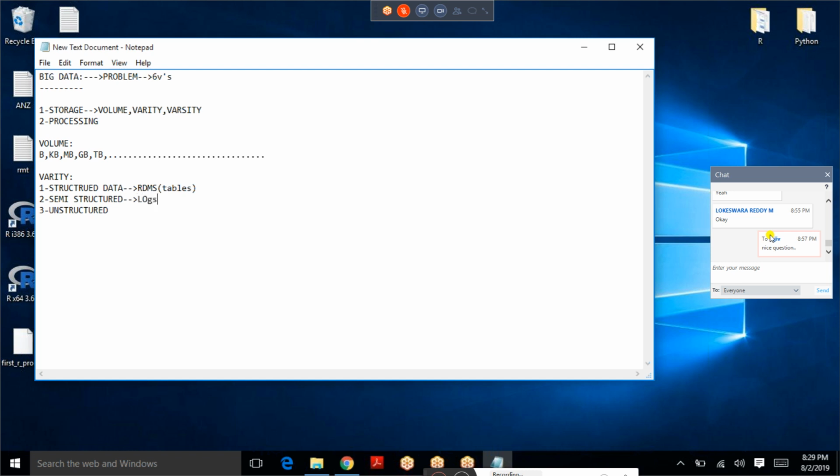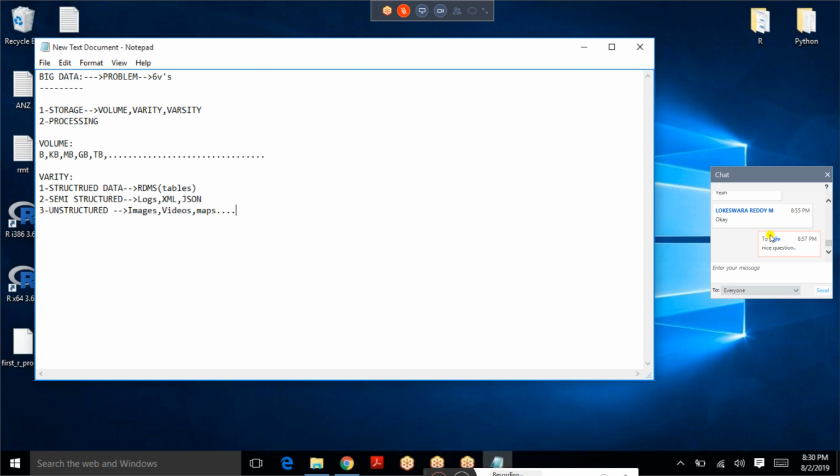Coming to semi-structured data, we can say logs. The logs generated are a form of semi-structured data, and XML files and JSON files are also semi-structured data. Coming to unstructured data, it's not that structured. Images are unstructured data, videos are unstructured, and maps and such. All these are unstructured data, not structured very well.